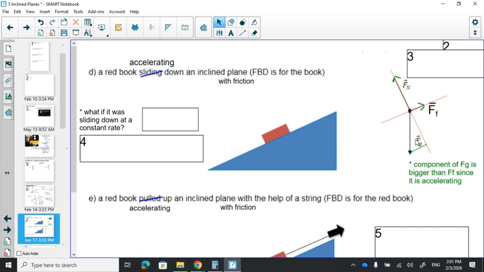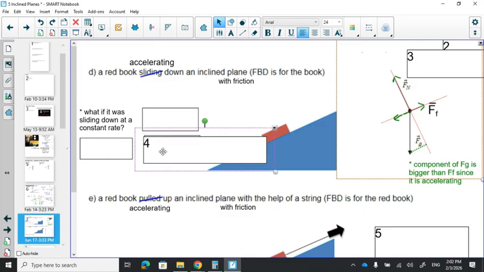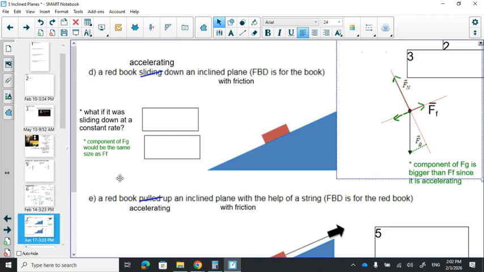What would be true if we're told it was sliding down at a constant rate? Well, if it was sliding at a constant rate, this component here, so I just drew it there to match, and I'll just slide it up, right? That component would be the same as this one, right? So we'd have that same kind of picture, but we'd have a big enough friction force that it would be going with constant velocity. We'd have a net force of 0, right? So the component FG would be the same as FF.